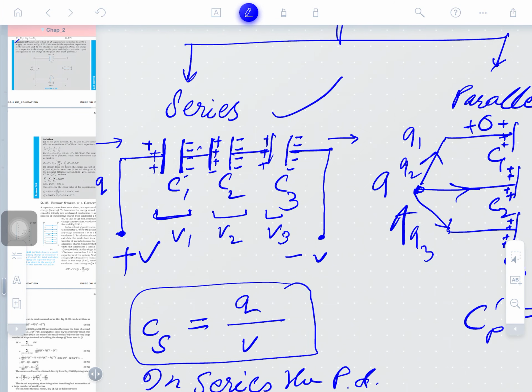In the series combination, suppose 1 coulomb charge is passing through this line. Then 1 coulomb charge on one plate develops an equal and opposite charge on the other plate, and the same amount of charge is delivered to the next plate. So throughout the line of series capacitors, the same amount of charge will pass through in whatever time interval.